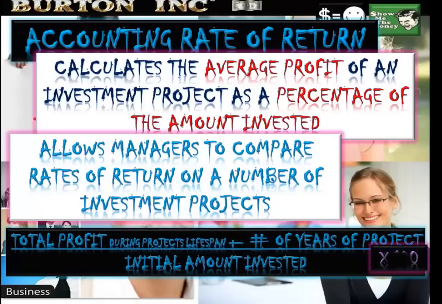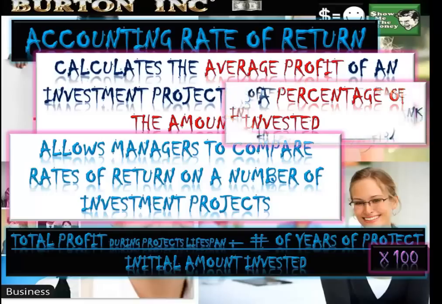We've got this formula here: total profit during the project's lifespan divided by the number of years of the project, and then we divide that by the initial amount invested. And because we're talking about a percentage, of course we multiply it all by 100. Now this formula is given to you in the exam, so you're not going to have to memorize it and regurgitate it come your IB exam, business and management exam. It's given to you.